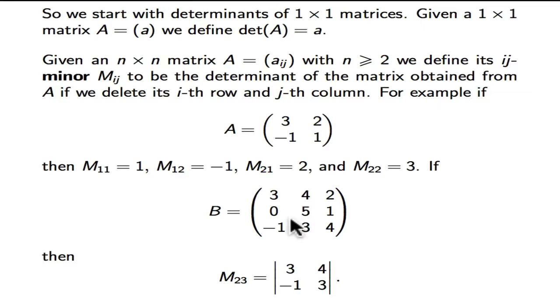And if we have, for example, this 3 by 3 matrix B, and we want to obtain M23, that means that we need to delete the second row, third column, and what we get is the determinant of this matrix here. Of course, we don't know yet how to compute it, but we'll soon see how we can.